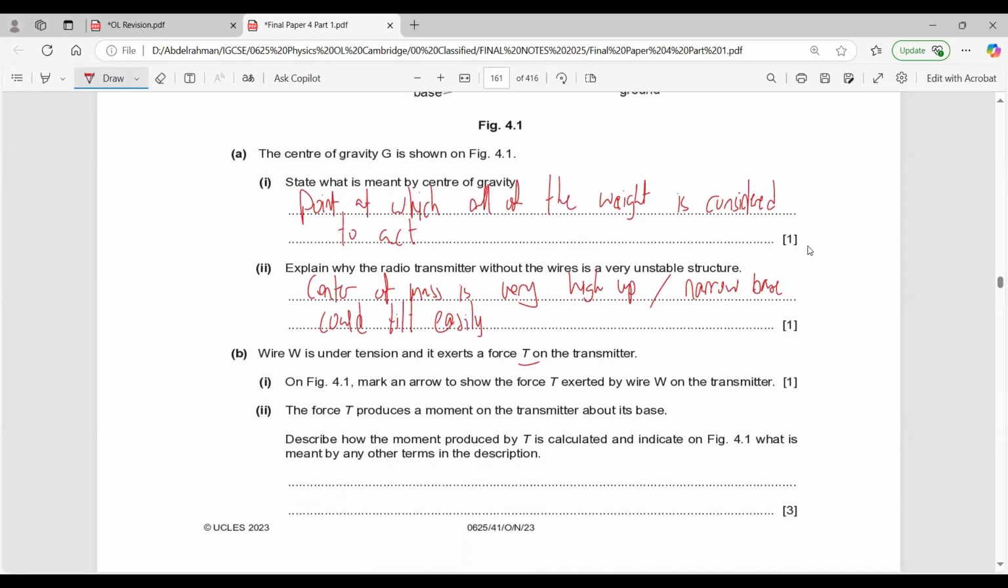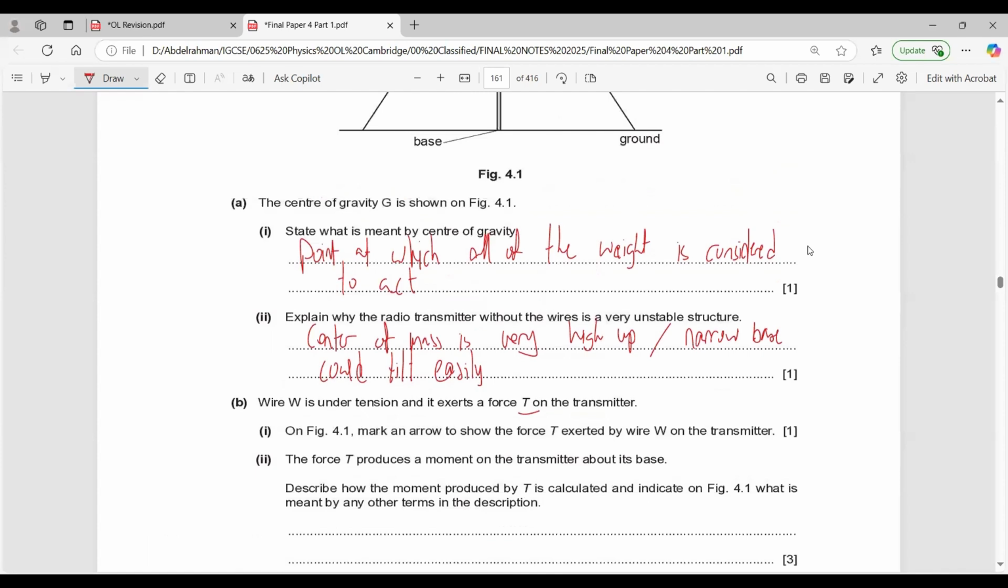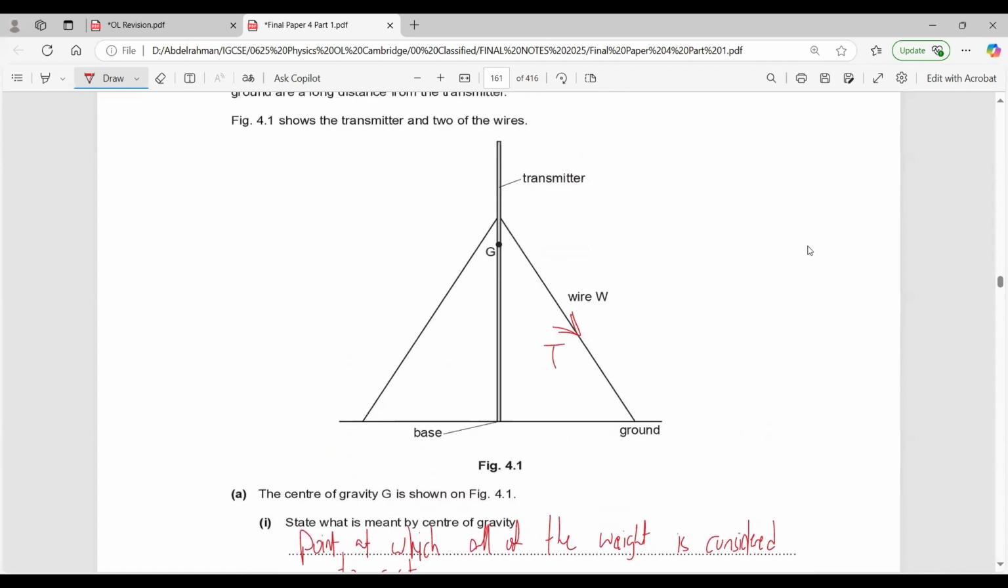Force T produces a moment on the transmitter about the base. Describe how the moment produced by T is calculated, and indicate on figure 4.1 what is meant by any other terms in this description. What is moment? How can you calculate this moment? Moment is force times perpendicular distance.